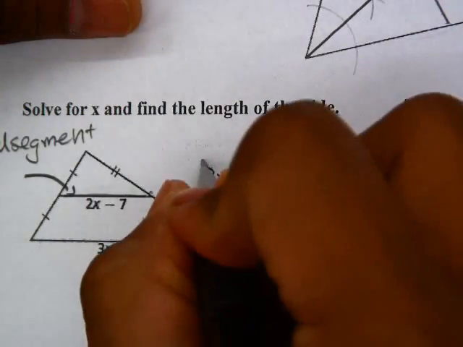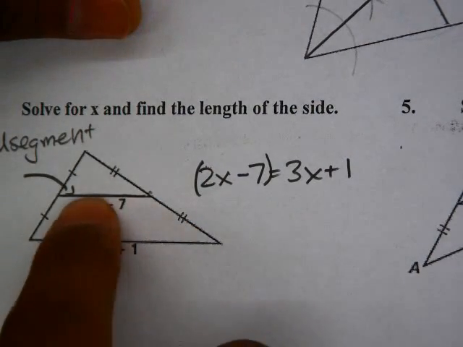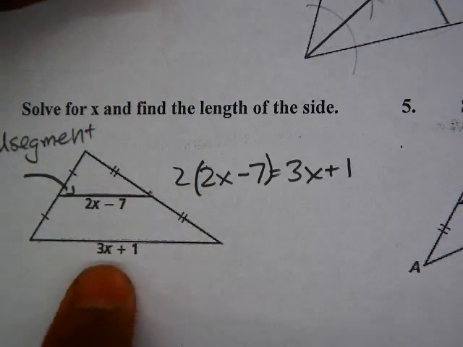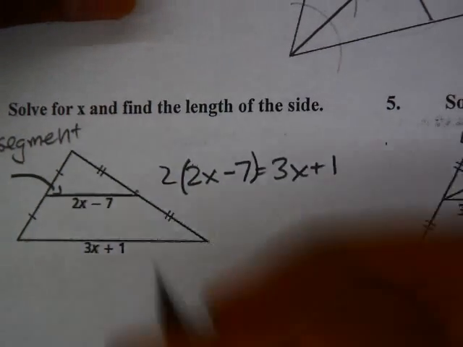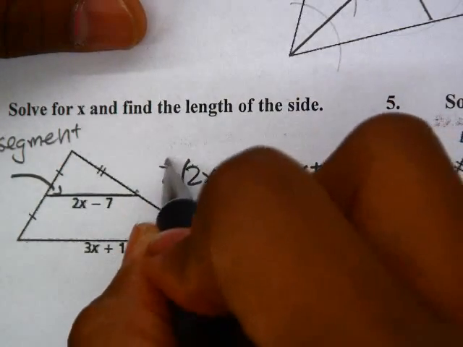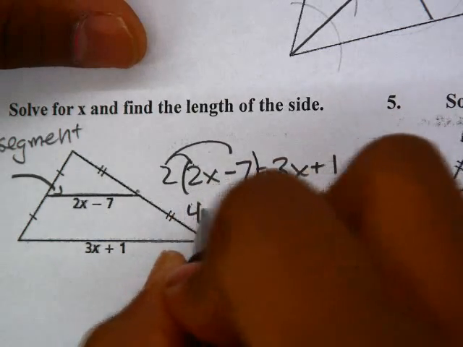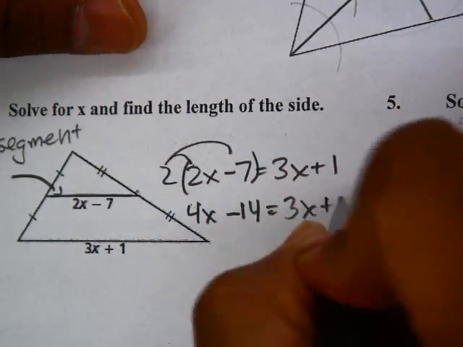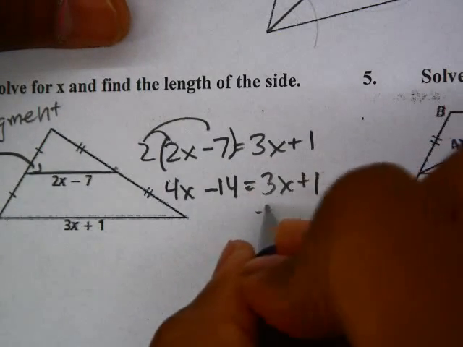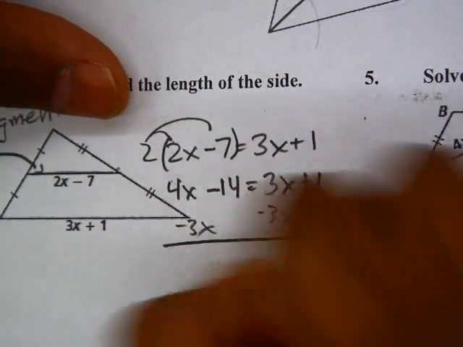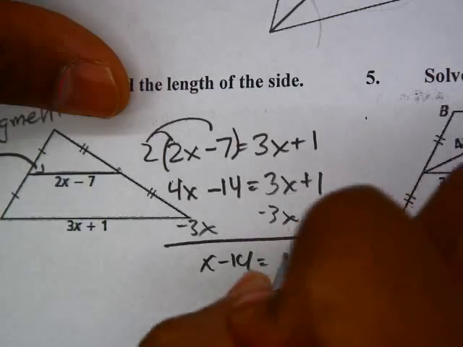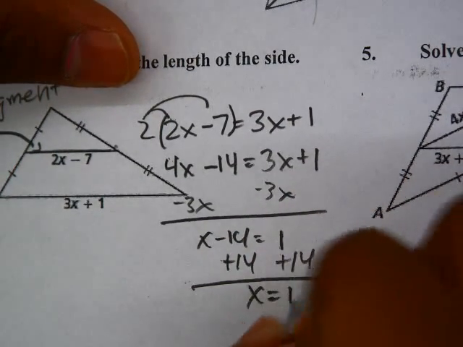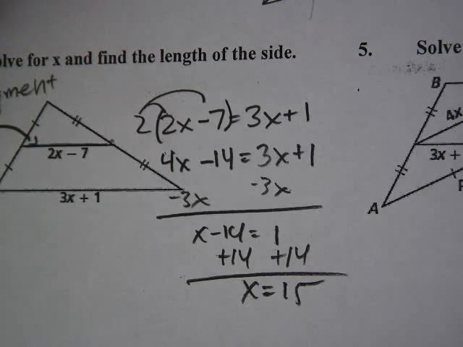So what needs to happen is I need to double this length in order for it to be equal to the parallel side. So doubling that makes it times 2, and I can distribute that. That's 4x minus 14 equals 3x plus 1. Subtract 3x. Add 14. Here, x is equal to 15.